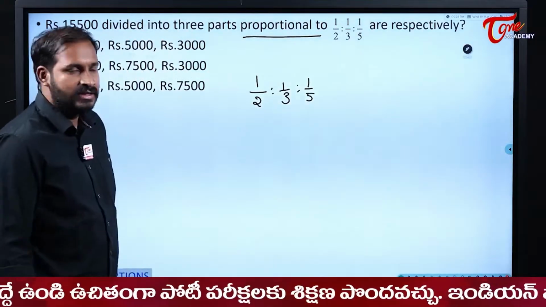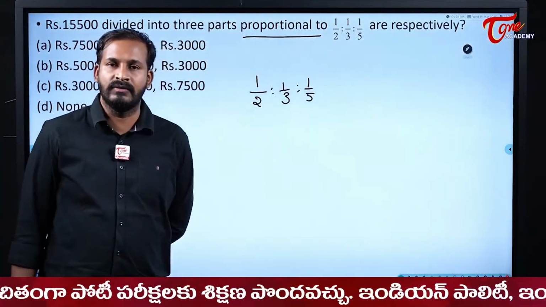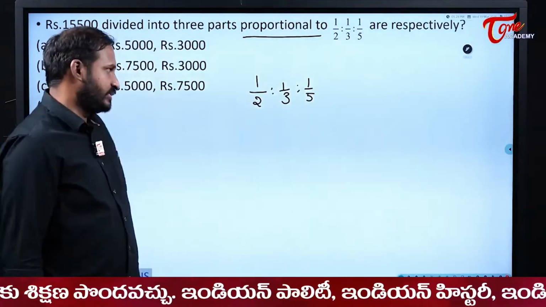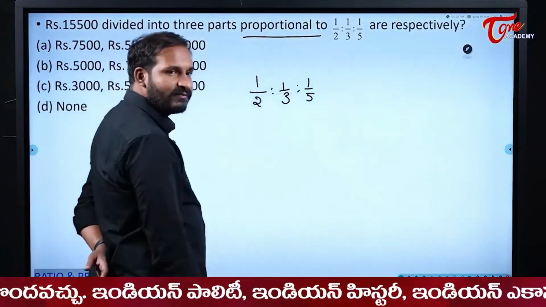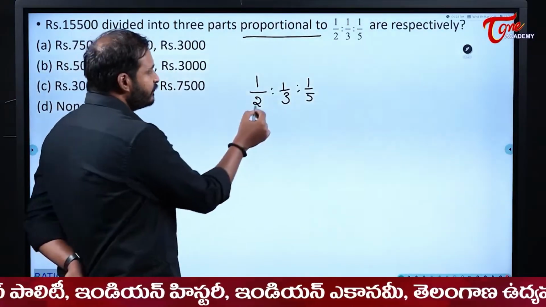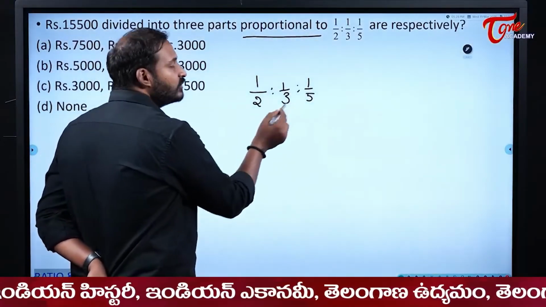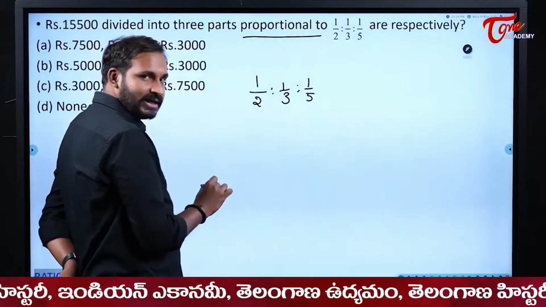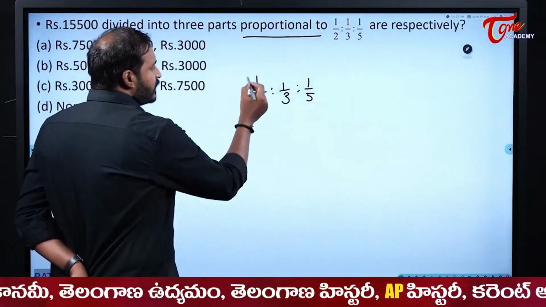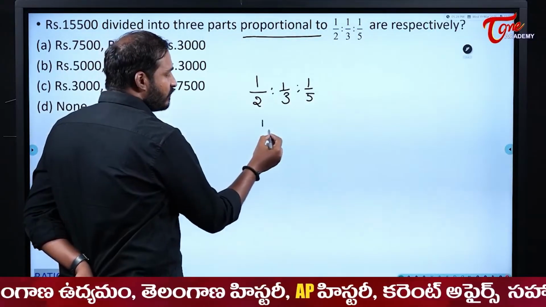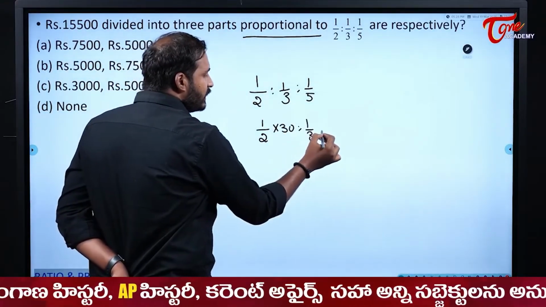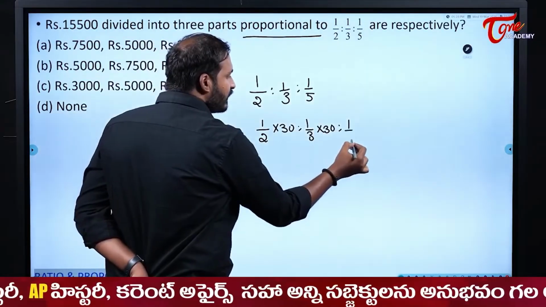Already we discussed. Whenever we have it in the form of P by Q, what we will do? We will take the LCM of denominators and multiply with the ratio. So what is the LCM of 2, 3 and 5? All the 3 are prime numbers, so their product will become their LCM. So here the LCM becomes 2 3s are 6, 6 5s are 30. So I will multiply 30 to all the numbers. So 1 by 2 into 30 is to 1 by 3 into 30 is to 1 by 5 into 30.